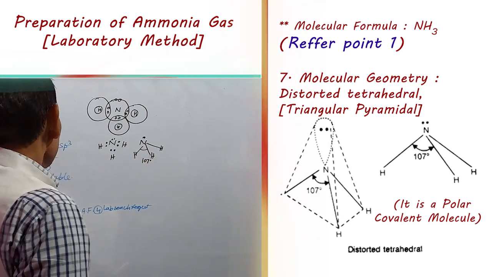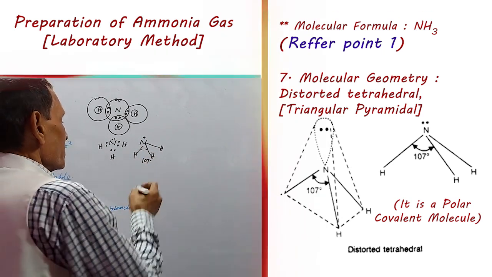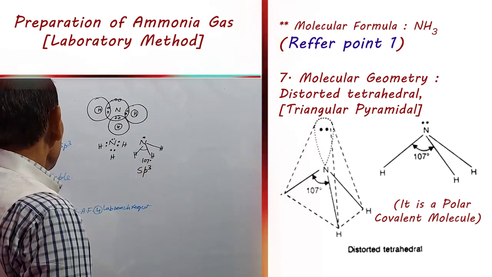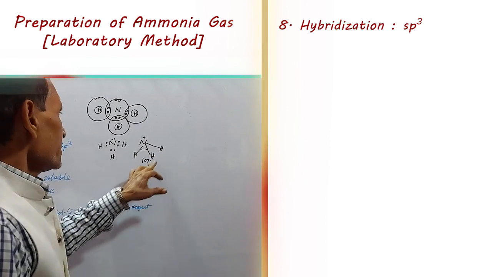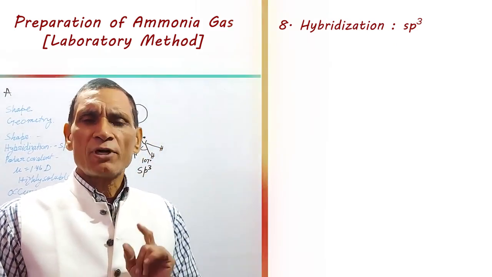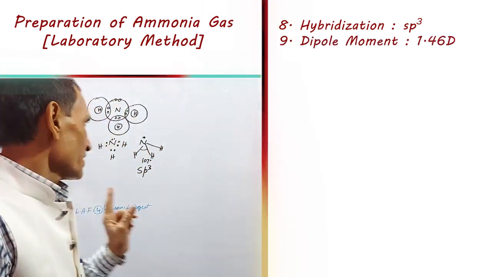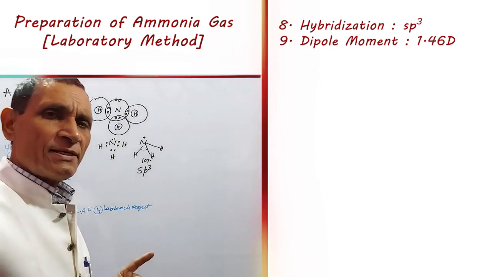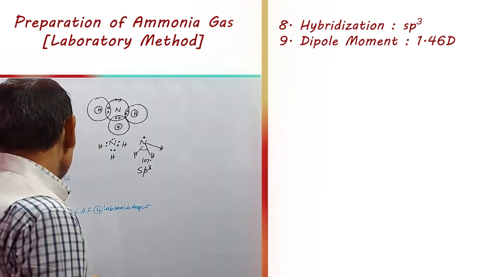Next point is hybridization. It has sp3 hybridization, and I told you this is a polar covalent molecule. Its dipole moment is 1.46 D. D means debye, the unit of dipole moment. Dipole moment is a vector quantity.